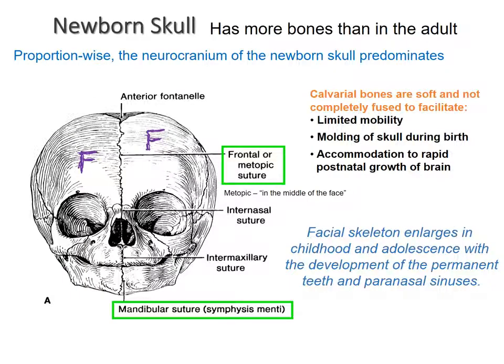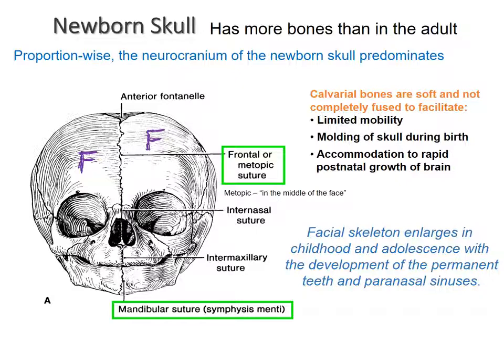Here is an anterior view of a newborn skull. It is not a miniature version of the adult skull. Proportion-wise, the newborn skull consists mostly of the neurocranium. At birth, the calvarial bones are soft, that is, they are not fully mineralized and not completely fused, permitting some limited mobility. This is important for 2 reasons. 1. Molding of the skull, which is, say, slight overlapping of calvarial bones during descent down the birth canal, and accommodation to the rapid growth of the brain.